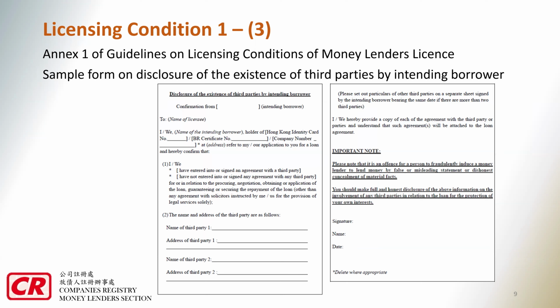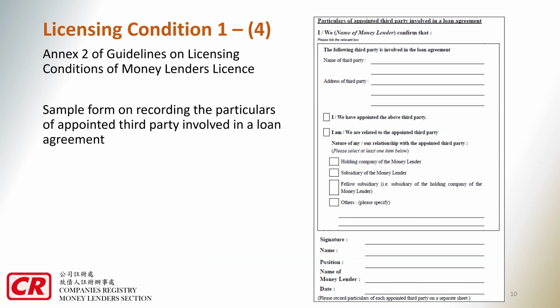And as you can see on the screen, this is the Annex 1 of the Guidelines on Licensing Condition of Moneylender's License, which is a sample form on disclosure of the existence of third party by intending borrower. And this is the Annex 2 of the Guidelines on Licensing Conditions, which is a sample form on recording the particulars of appointed third party involved in a loan agreement.